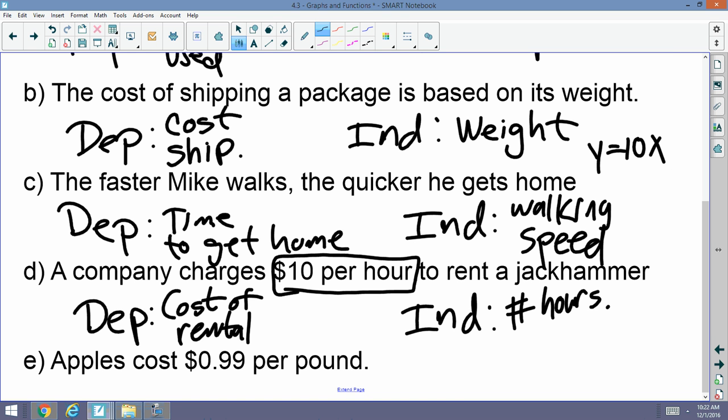Correct. You see that, my brother? Thank you for your honesty. No, the cost is always dependent because any cost depends on what you purchased, right? Yes, sir. Okay, talk to me. What is it, my man?